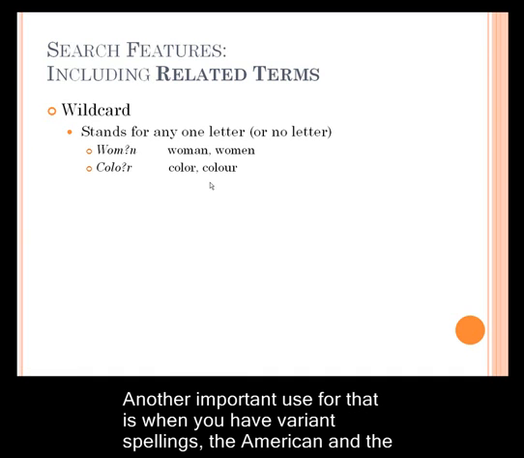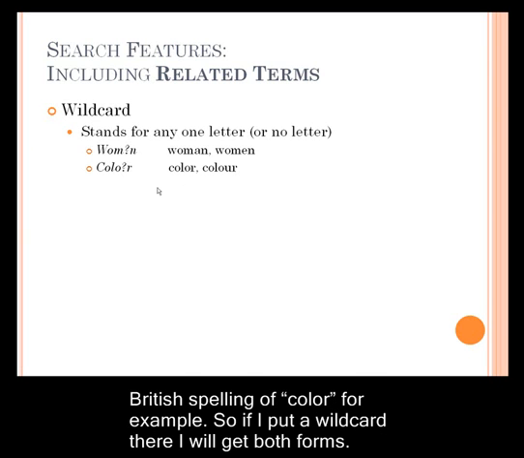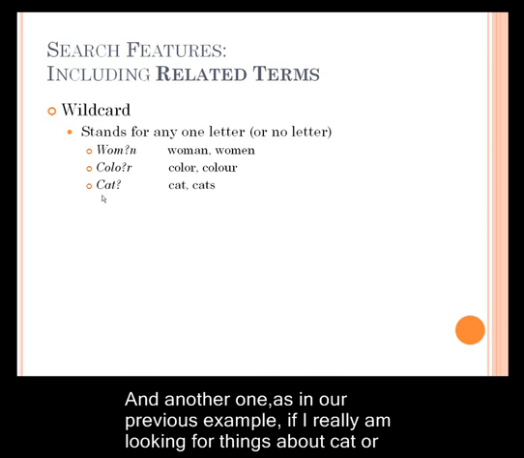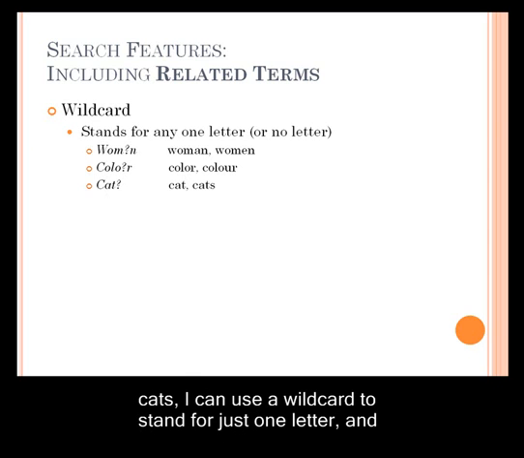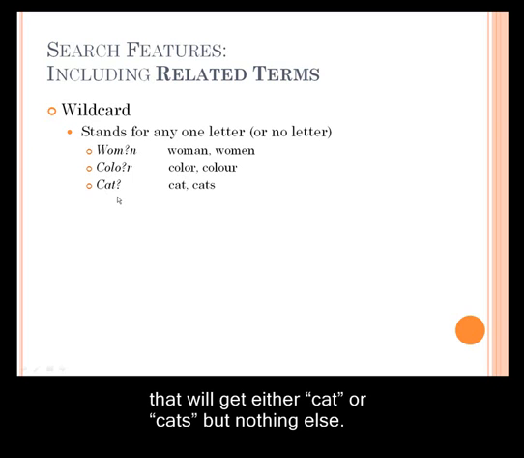Another important use for that is when you have variant spellings, the American and the British spelling of color, for example. So if I put a wildcard there, that will get both forms. And another one is, as in our previous example, if I really am looking for things about cat or cats, I can use a wildcard to stand for just one letter, and so that will get either cat or cats, but nothing else.